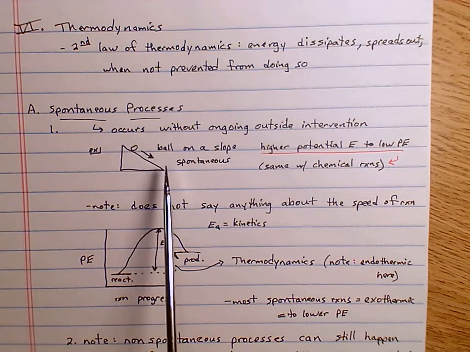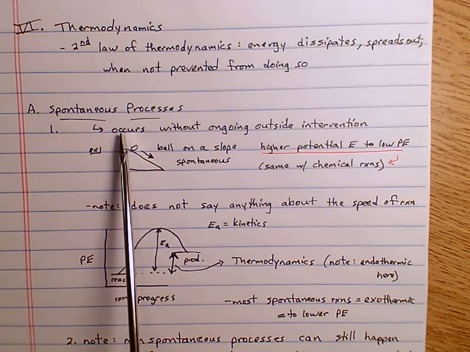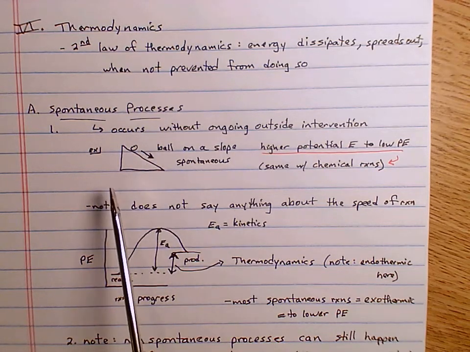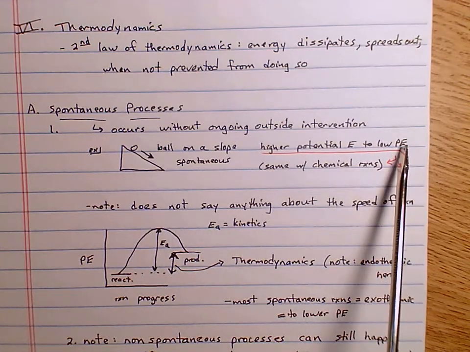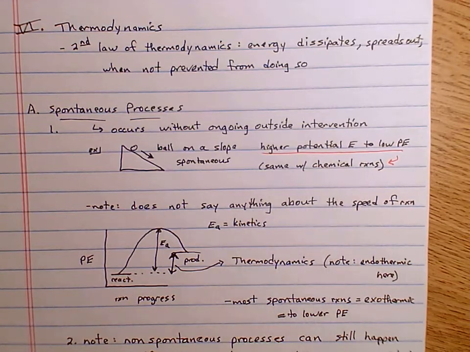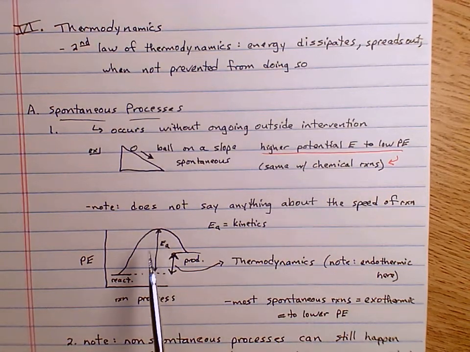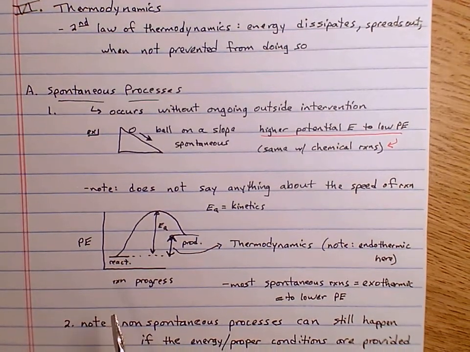So this is spontaneous. No matter how many times you set the ball at the bottom of the ramp without any outside forces, the ball is never going to spontaneously go up the ramp, because spontaneous processes go from higher potential energy to lower potential energy. And that in general is the same as chemical reactions. If there's no outside influence, reactions want to go from higher potential energy towards lower potential energy.